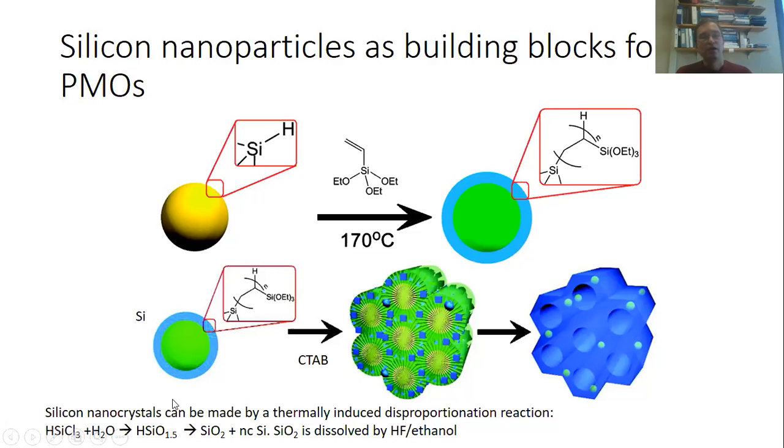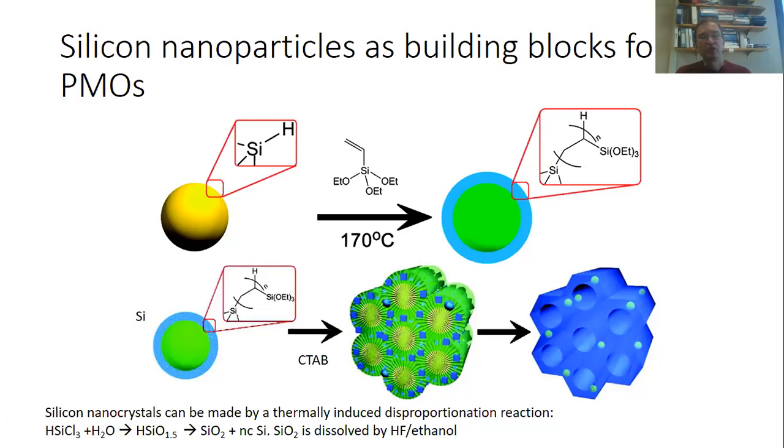Okay, and we can use these functionalized silicon nanoparticles then again as precursors for a periodic mesoporous organosilica material in conjunction with mesoscopic templates such as cetyltrimethylammonium bromide, for example.